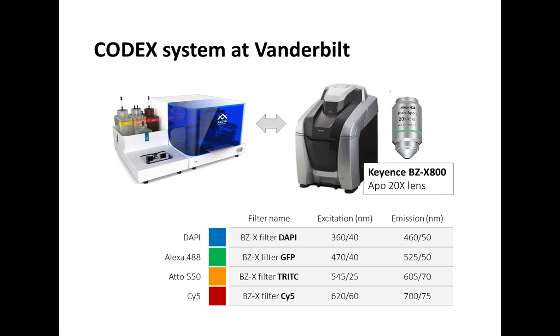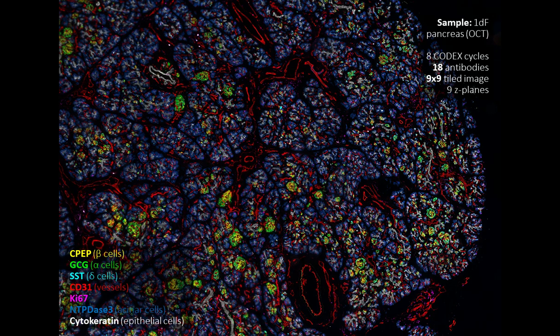And our system here at Vanderbilt is integrated with the QIANT scope, the BCX800. The images I'll show you here are using an APO-20X lens, and the filter cubes that we are using are the DAPI, GFP, TRITC, which is recognizing the 550 wavelength, and then the Cy5.